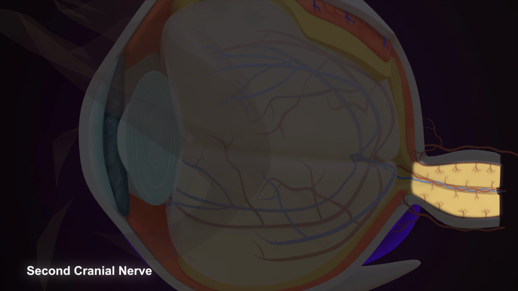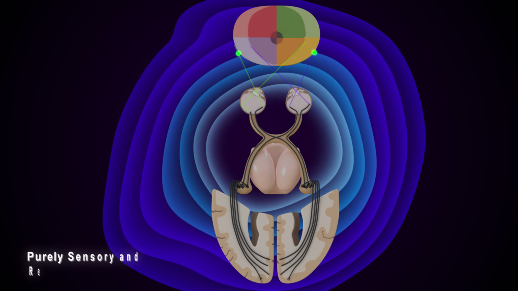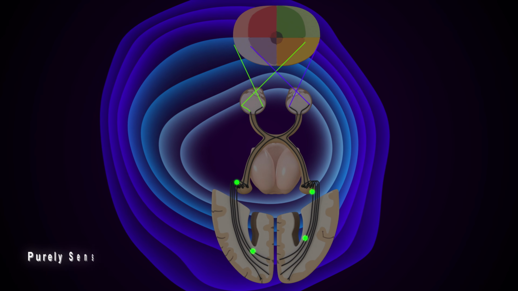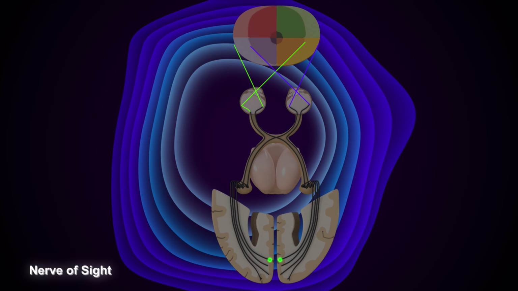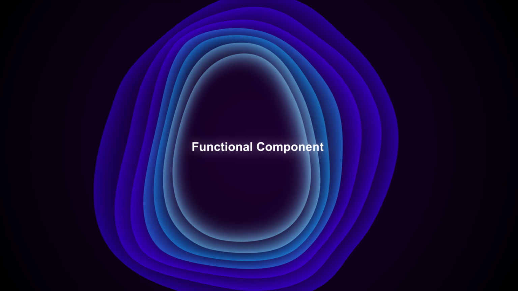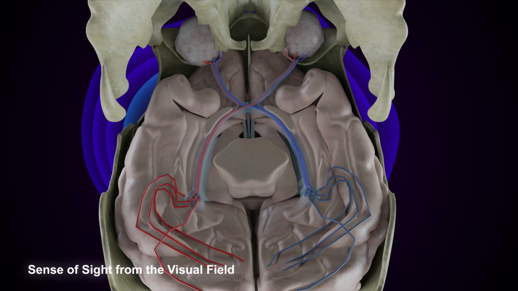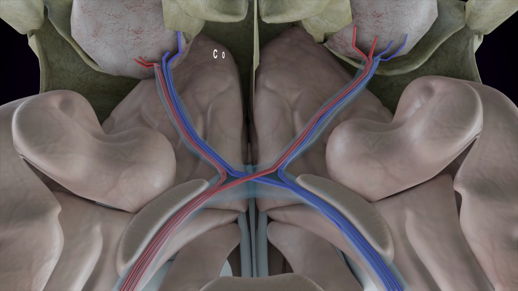Introduction. Optic nerve is the second cranial nerve. It is purely sensory and responsible for vision. Hence, it is also called nerve of sight. Functional component: it contains special somatic afferent fibers, which carry sense of sight from the visual field of the corresponding eye.